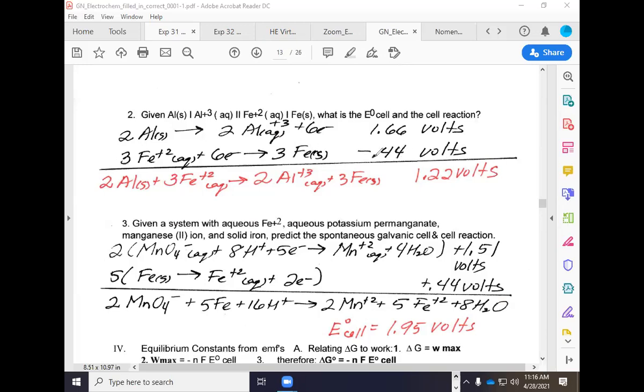But the aluminum, I go down to the aluminum and I see that on the table, the aluminum is in the wrong place. I need to flip the aluminum, I need to reverse the aluminum. When I reverse the aluminum, I change the sign, and that's how I get this very nice positive volts. Then when I add up my volts, I still get a positive overall, which is good.